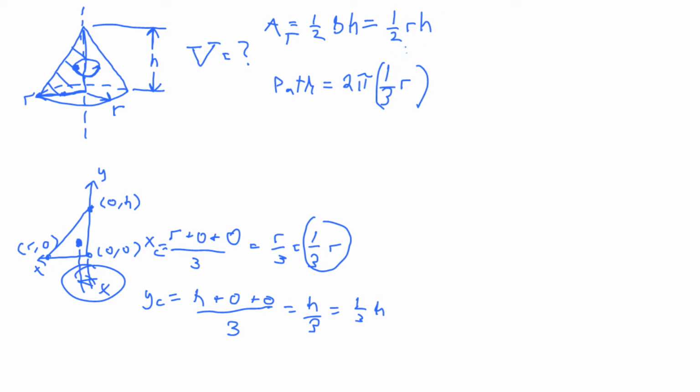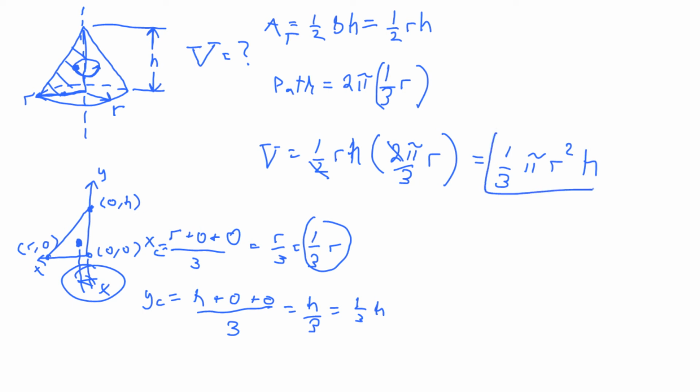Now if we multiply these two together, if we multiply the area by the path, that's going to give us the volume. So let's try that. The volume of the cone is equal to the area of the triangle, 1/2 r h, times the path that we're going to travel, which is 2 pi over 3 r. Now it's just a matter of doing the algebra. Cancel out the 2's, and you get volume equals 1/3 pi r squared h, which is the volume of the cone. And that's all there is to it.